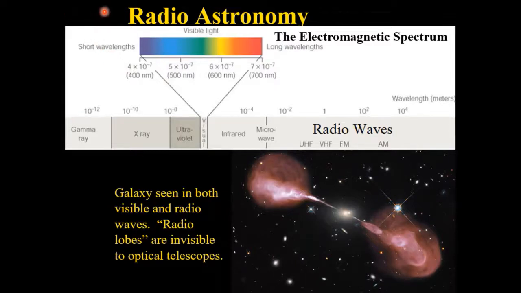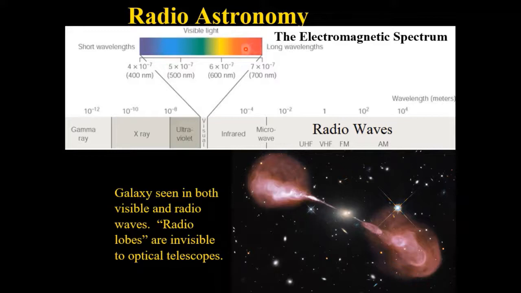So let's go through some of the portions of the electromagnetic spectrum and see how telescopes can basically exploit the different parts of the spectrum to see different things. So we'll start with radio astronomy. What's shown here is the electromagnetic spectrum. And this little sliver here, which says visual, is what our eyes can see. These are the colors of the rainbow.